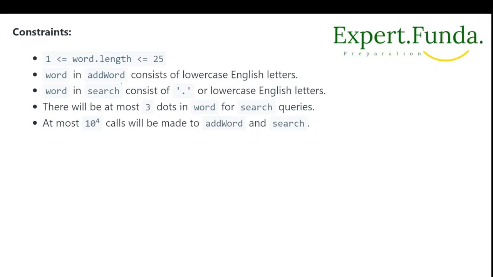Now we have the constraints. The length of the word is greater than or equal to 1 and less than or equal to 25. The word in addWord consists of lowercase English letters, and the search word consists of lowercase English letters or dots. There will be at most three dots in the word for search queries. At most 10 to the power 4 calls will be made to addWord and search.